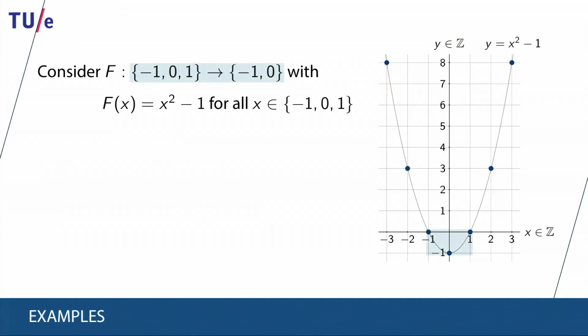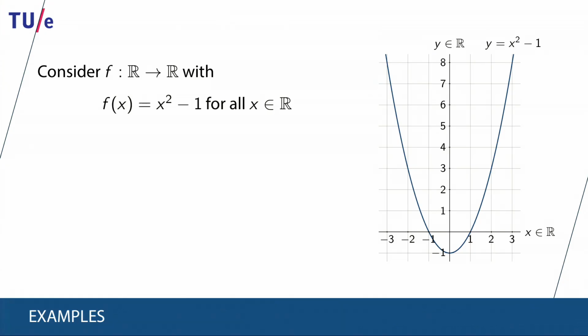If we restrict the type of f by considering it to be a mapping from the set consisting of the integers minus 1, 0 and 1 to the set consisting of the integers minus 1 and 0, then f is a surjection. Indeed, for both elements in the codomain, we can find elements in the domain that map to them. For 0 maps to minus 1, and both minus 1 and 1 map to 0.